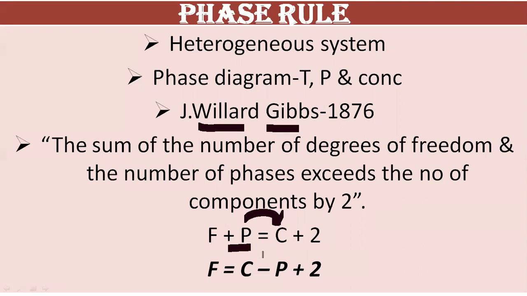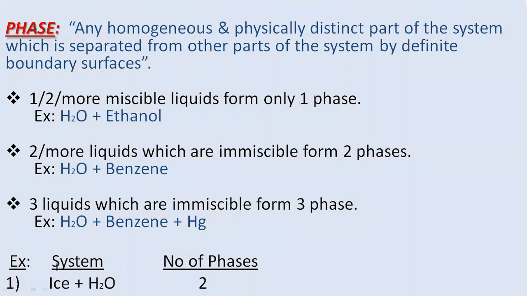Now before starting with the actual systems, we will learn a few terms which are involved here, like the degrees of freedom, number of phases, and what we mean by the number of components. So here we'll start with the terms involved in phase rule, and first we'll start with the phase.